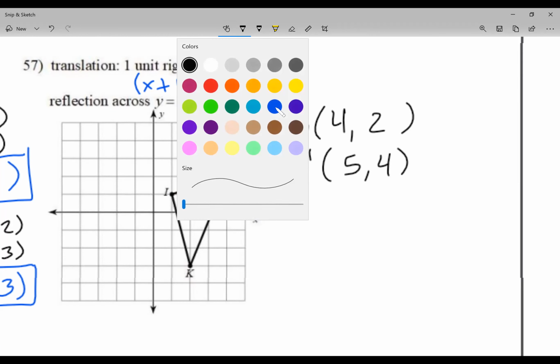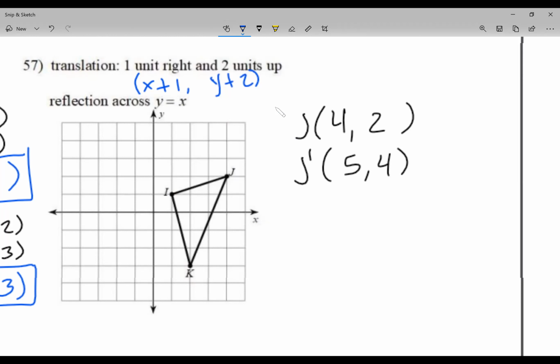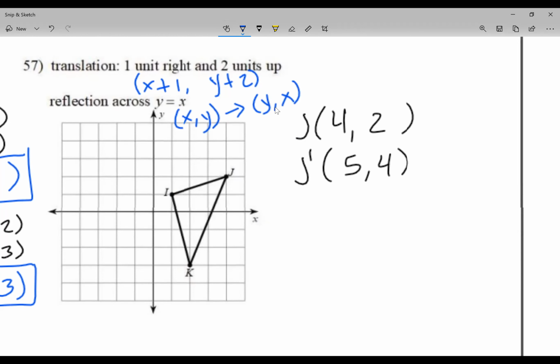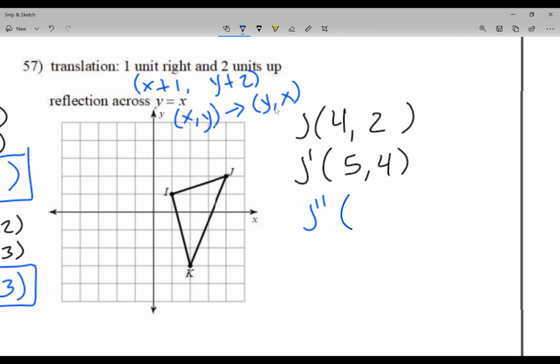And then my second transformation says reflection across y equals x. According to my notes, (x, y) becomes (y, x). That's easy. I'm just going to switch the values of x and y. So my J double prime should be 4, 5. Not bad, right? Again, you can follow point I, you can follow point K. You can use the graph if needed.